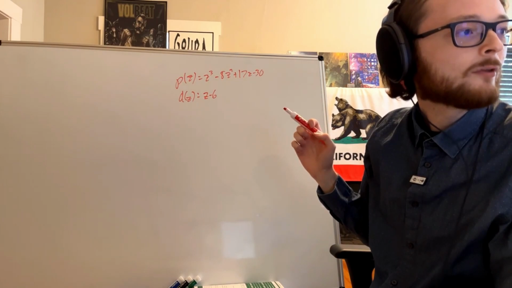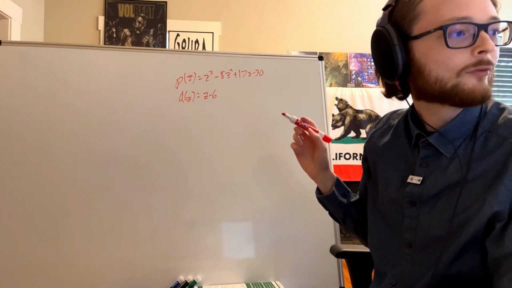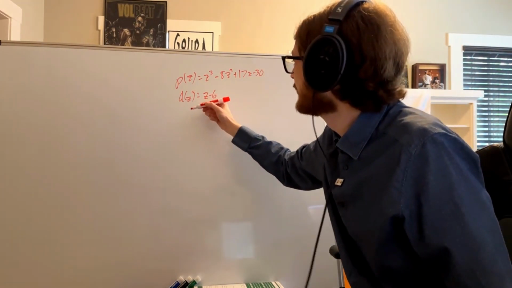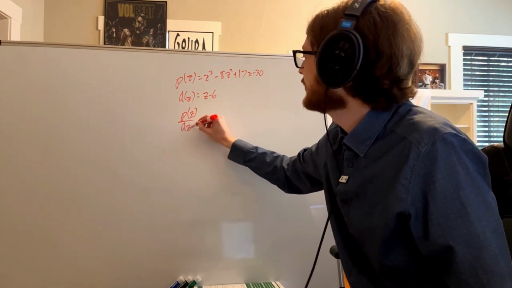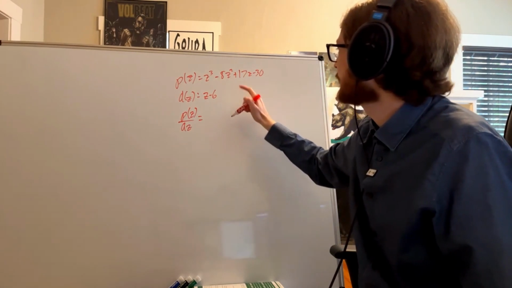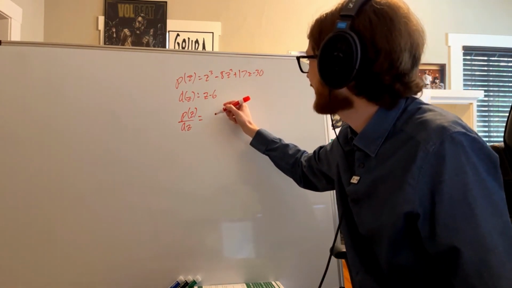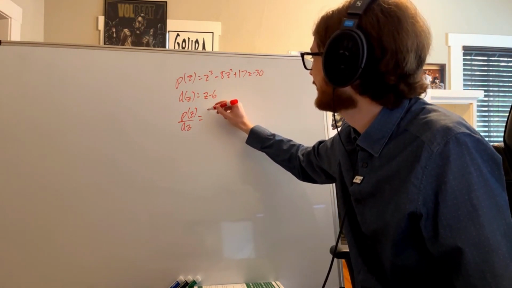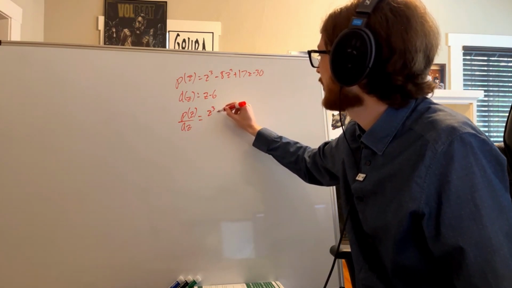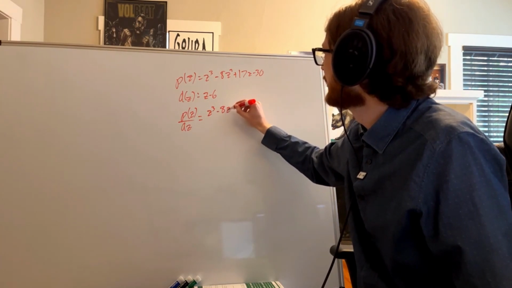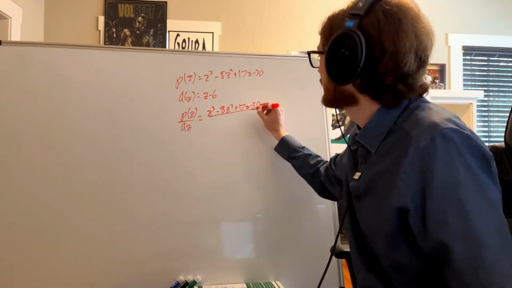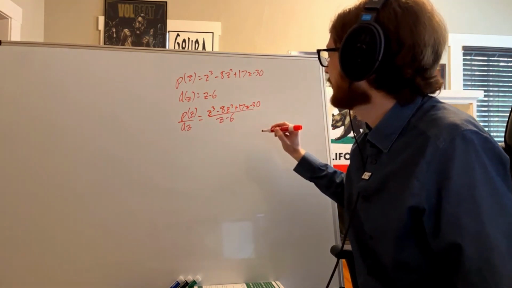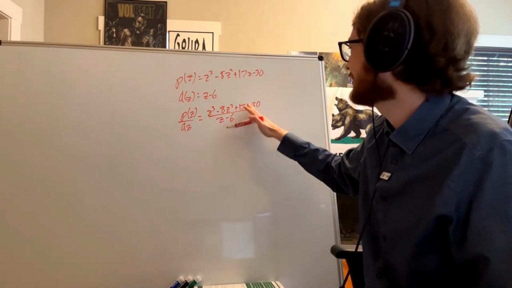So divide P(z) by D(z), then find all of its roots. Okay. So P(z) over D(z) is, oh, I wonder if this is going to factor. I assume z minus 6 is going to be a root. Otherwise, I don't know what this problem is doing. 8z squared plus 17z minus 30 over z minus 6. So I guess we can do long division here.